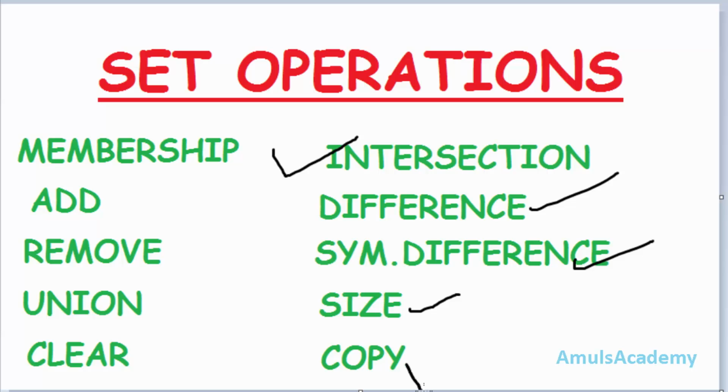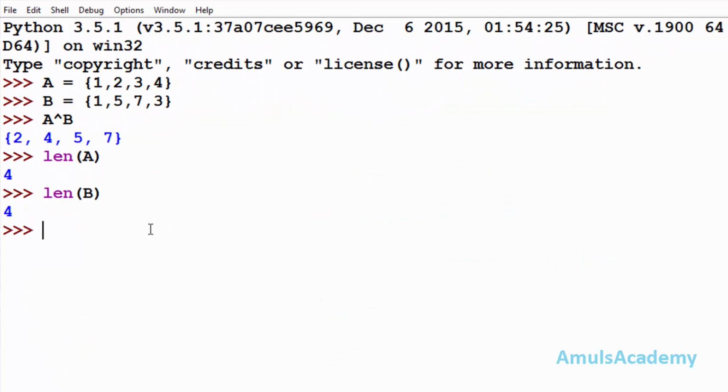The last operation is copy. I'll create a new set C and I'll go for A using the set function. Also we can copy a set, or instead of that we can use the copy function to copy a set. Here I copy the set A to set C, so set C also contains the same elements as set A. Okay, this is about the set operations in Python.